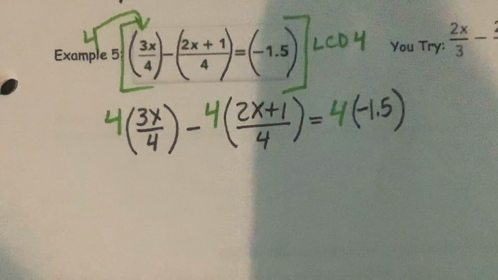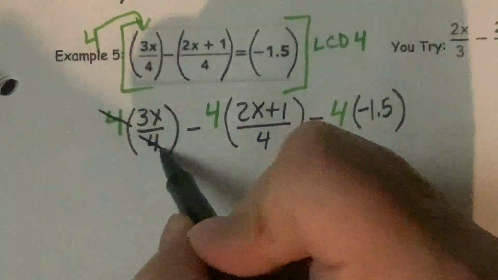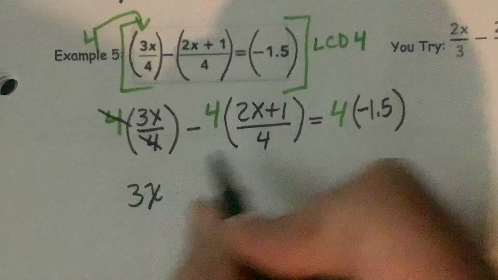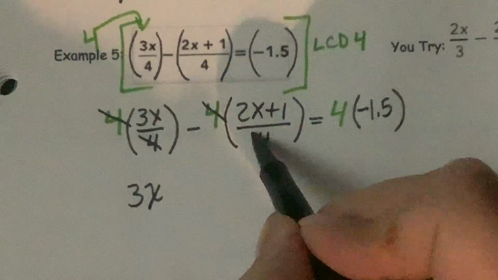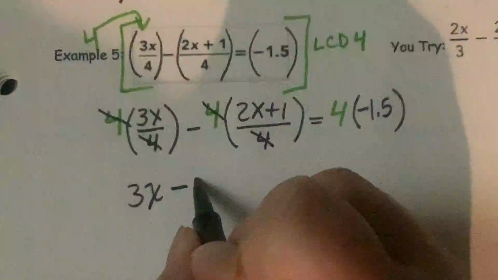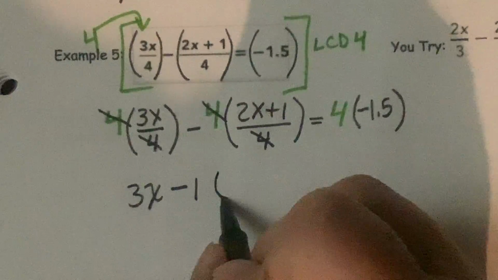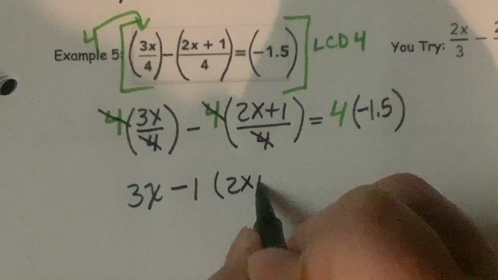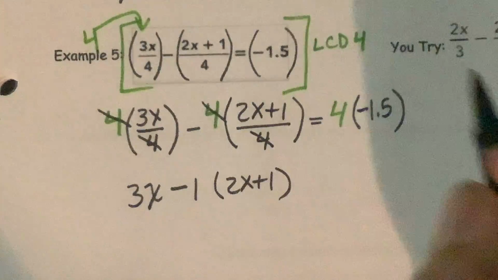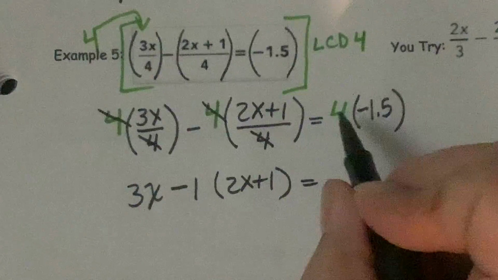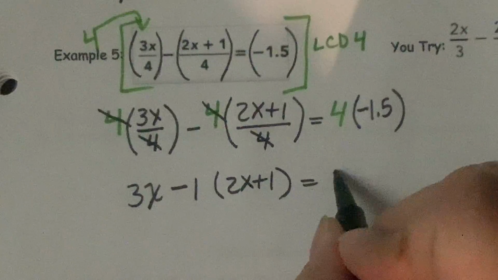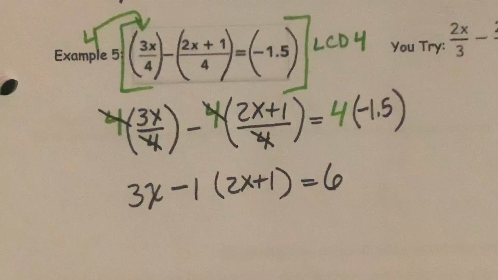That's interesting. 4 divided by 4 is 1, 3x. 4 divided by 4 is negative 1. But I'm keeping that 2x plus 1 in parentheses because that negative has to get distributed. Equals 4 times negative 1 5/10. That's 6. That's not so bad at all.